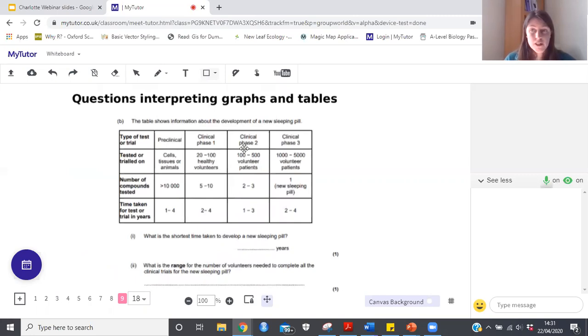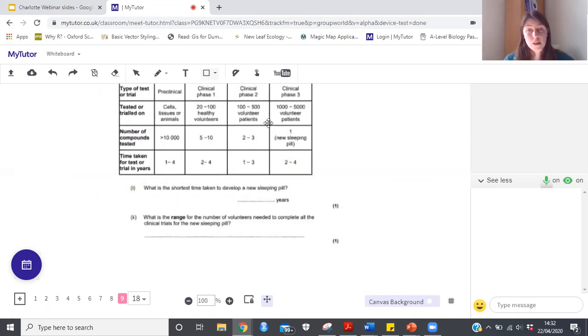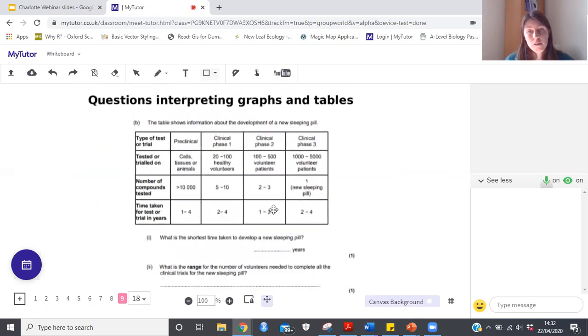So, questions interpreting graphs and tables. Graphs and tables need quite a lot more reading into when you see those in an exam, and it's important to make sure that you do that properly before you even get onto the question. So let's work through how to do that. So here we've got a good table, lots of data from an experiment. So the table shows information about the development of a new sleeping pill. So we're talking about the development of drugs here. We talked about all the different tests that take place when they're developing drugs last time. We'll go through these in quite a few questions today.